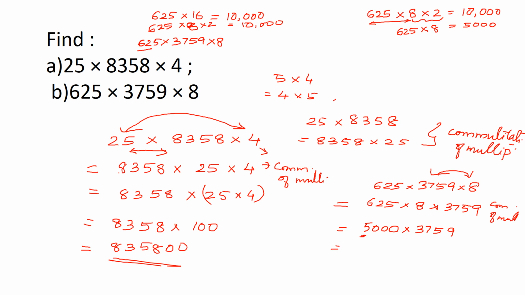If you multiply 3759 by 5: 5 nines are 45, carry over 4. 5 5s are 25 plus 4 is 29, carry over 2. 7 5s are 35 plus 2 is 37, carry over 3. 5 3s are 15 plus 3 is 18. So you get 18,795. Now how many zeros are there? 5,000 has 3 zeros. We'll just put the 3 zeros there. So we got the answer.